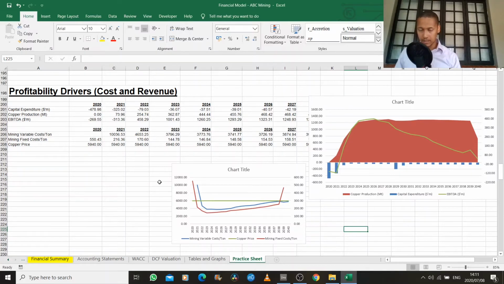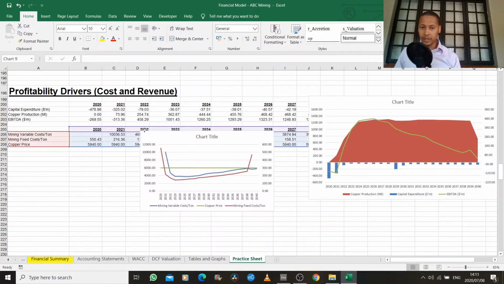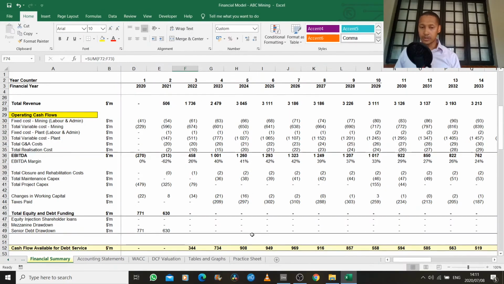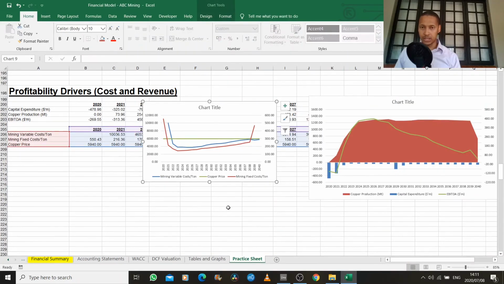So we've gleaned quite a bit of information from our graphs as opposed to just looking at a whole host of numbers on a worksheet. So this just illustrates the importance of graphs.